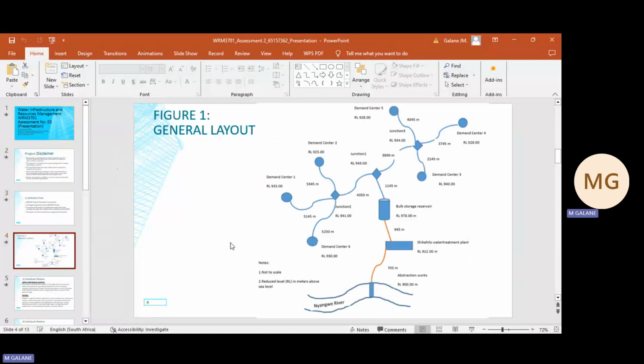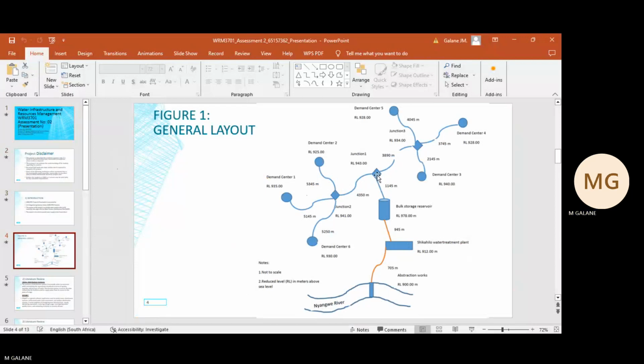On the next slide, it shows the general layout where the water is taken from the river and then to the water treatment plant, and then from the water treatment plant to the reservoir, and then from the reservoir to the pipe, to this connection junction here, junction number 1, and then from junction number 1 to junction number 2, then distributed to the different demand centers, which are townships.